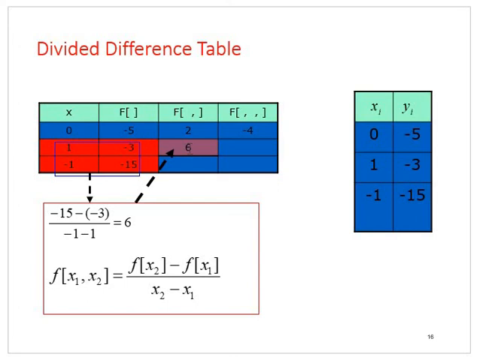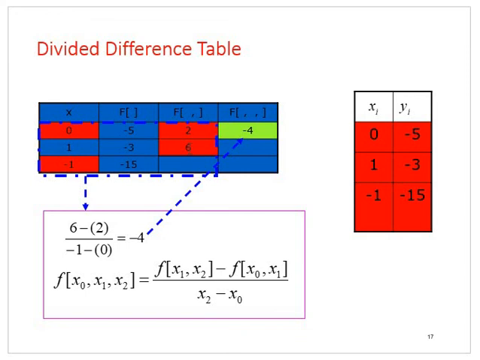Then when it comes to the 4, it's interesting how we compute it. It's another gradient, but for 4, we still make use of these 2 points. So this is 6 minus 2, which is 4, and then divided by minus 1 minus 0, which gives us 4.